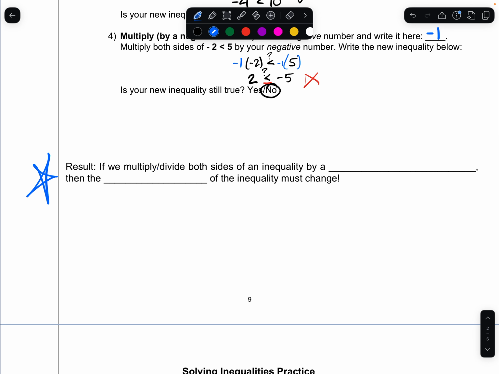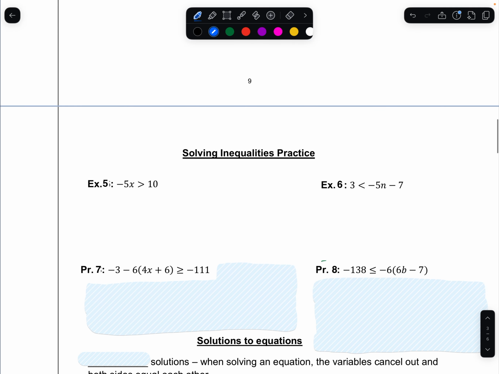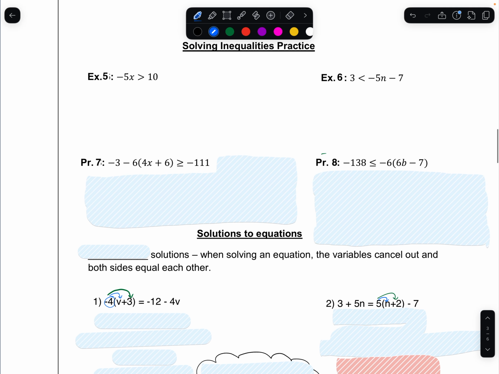If we multiply or divide both sides of an inequality by a negative number, then the direction of the inequality must change. If you keep that rule in mind, then you can really just do the same thing to both sides of the inequality, just like you would with an equal sign, as long as you apply this rule when you're multiplying or dividing by a negative. So let's try it together.